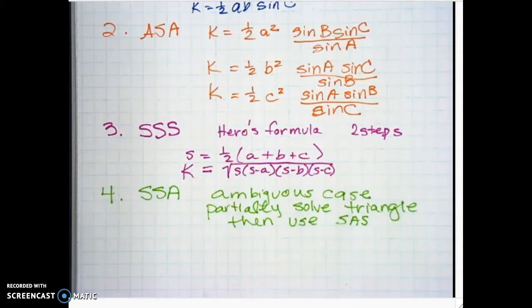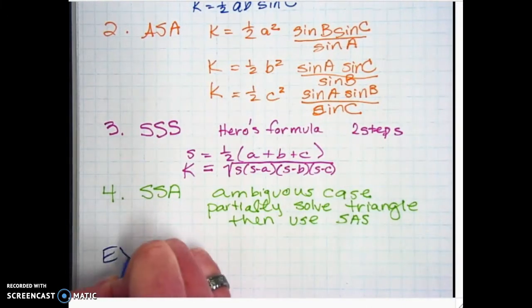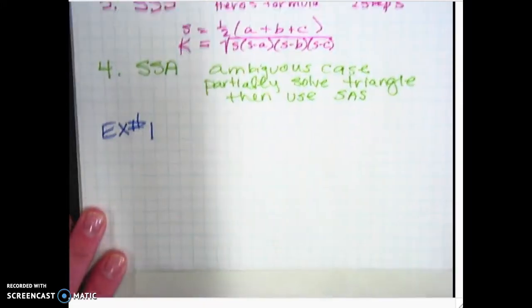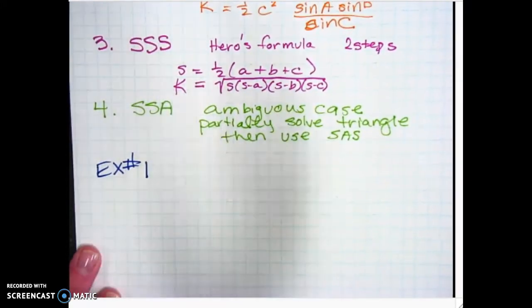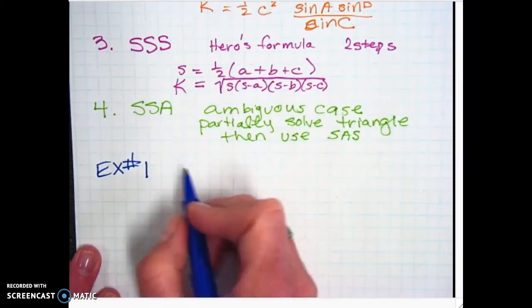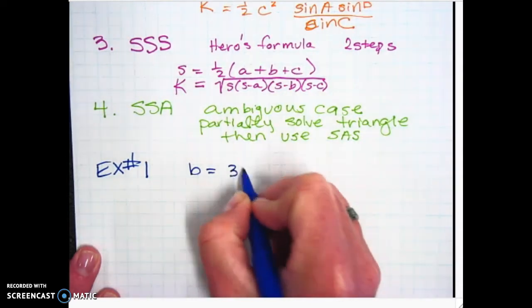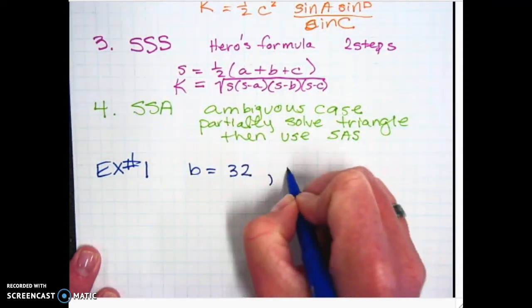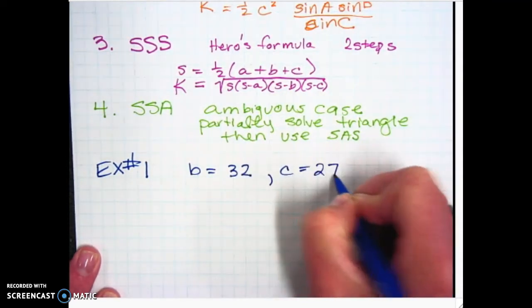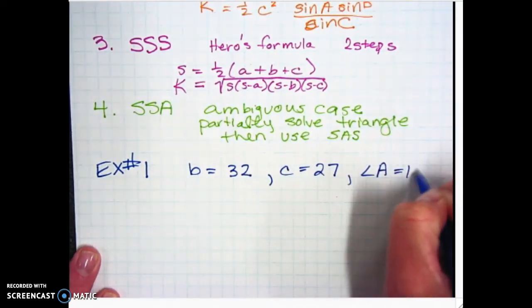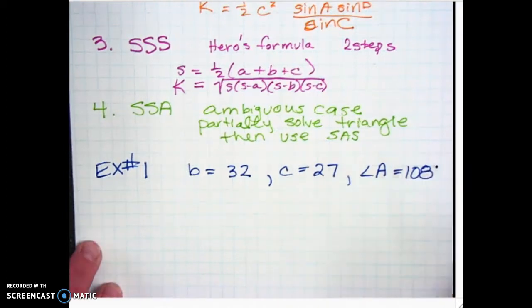All right. Example number 1. I'm going to give you some information. B is equal to 32. C is equal to 27. And angle A is equal to 108 degrees.